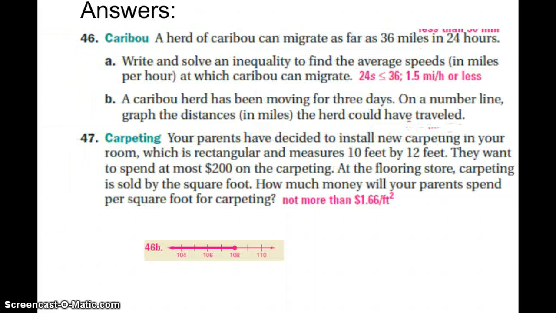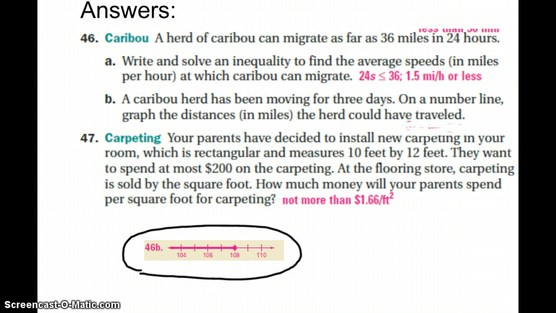Here are the answers to the word problems. Part A, 24s less than or equal to 36, and you should have come up with 1.5 miles per hour or less. Part B, the graph is at the bottom. Notice that they've colored in the 108 because your answer would have been less than or equal to 108, and it's because of the equal part that we color in the 108 dot, and then we make the arrow go to the left to indicate numbers that are less than or equal to 108. And on number 47, your answer should be not more than 1.66 feet squared.